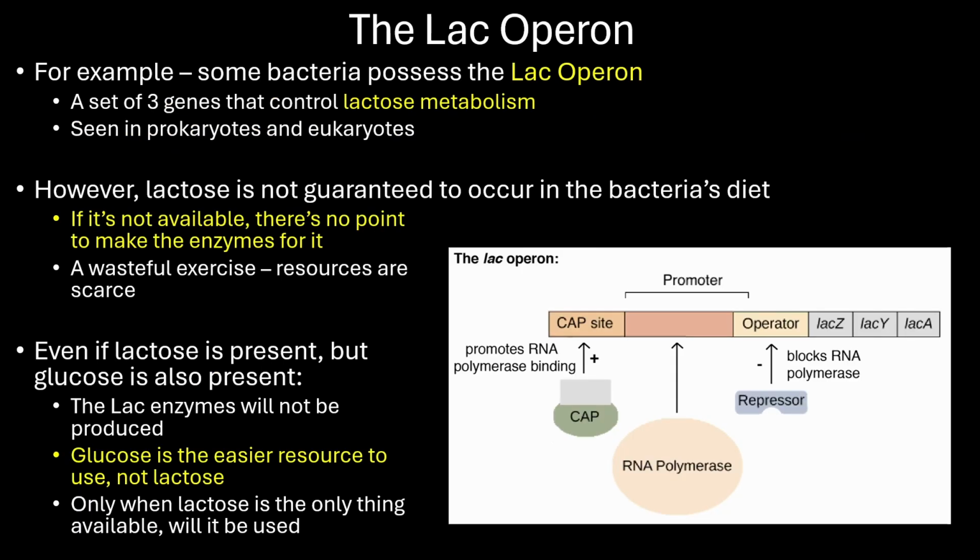For example, some bacteria possess something called the lac operon. This is a set of 3 genes that's responsible for controlling lactose metabolism. We see it in prokaryotes and eukaryotes. And it's something important for any organism that is going to be digesting lactose. But lactose is not something that is guaranteed to occur in an organism's diet.